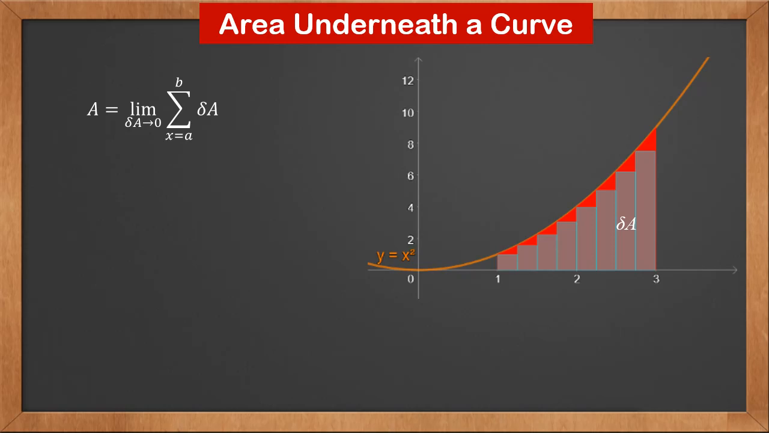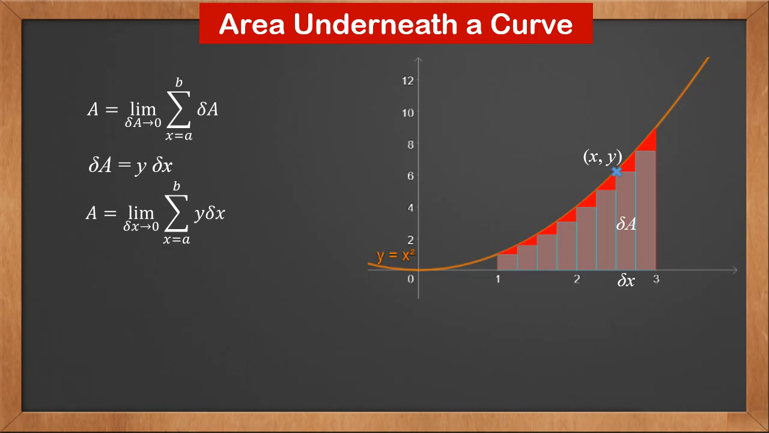Let's look at delta A. The width is delta x. Since each x hits the curve at y, the area delta A is y times delta x. So A is the limit of the sum of y delta x for x from a to b, when delta x approaches 0.